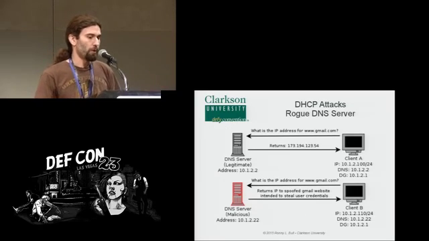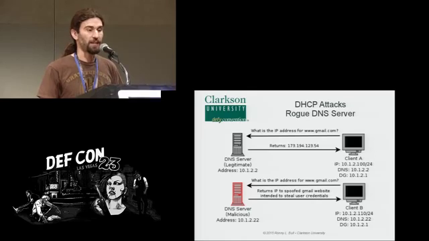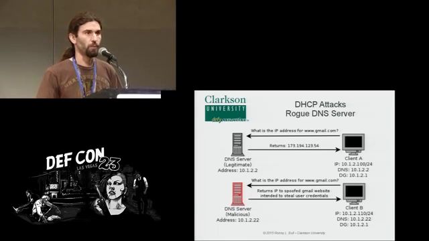So basically this is a rogue DNS server attack where we have on the top a legitimate server. Client asks for Gmail. It gets back the IP address for gmail.com, the legitimate address. But if we have a malicious server on there, we can direct it to wherever we want it to go.